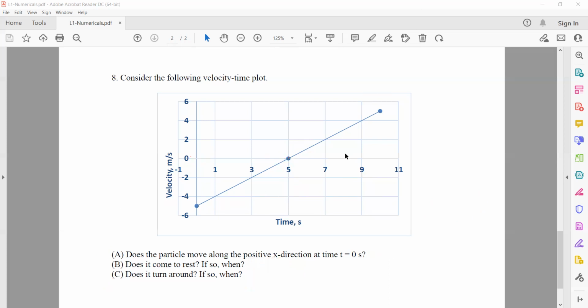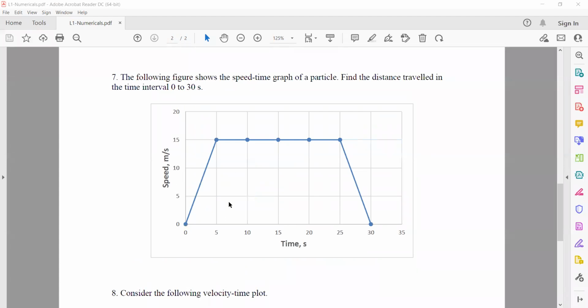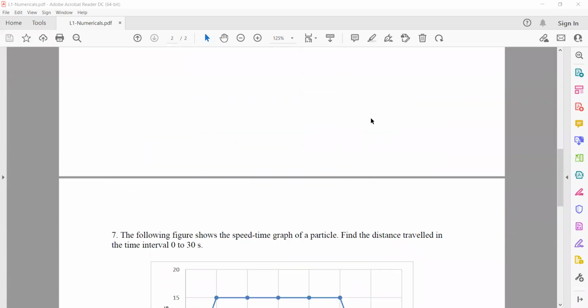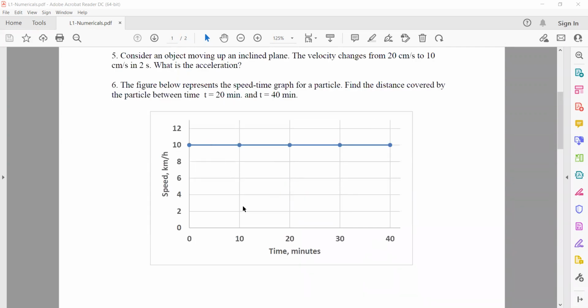So I hope you have understood here. Just calculate the area in this particular question to find the distance traveled. And here also just calculate the area between time t equal to 20 and time 40 seconds, and also the distance covered is speed multiplied by time. That is how you can calculate. I hope all these graphical solutions have been useful to you.